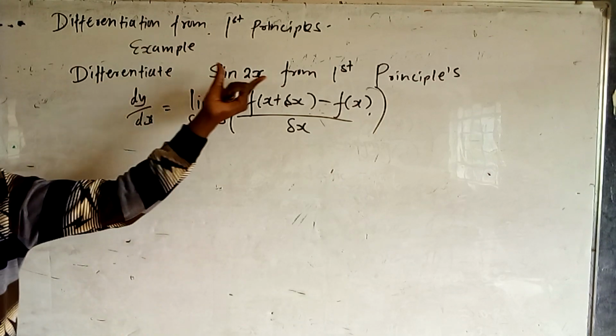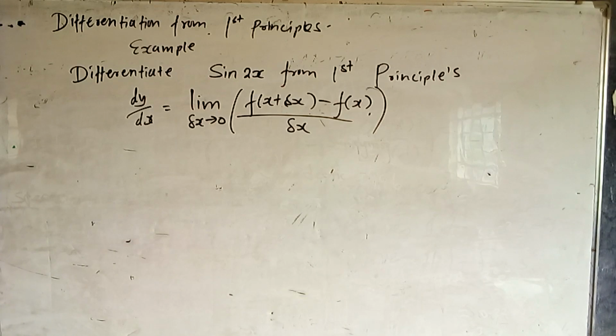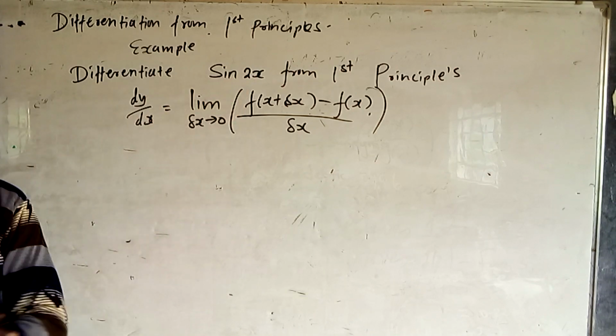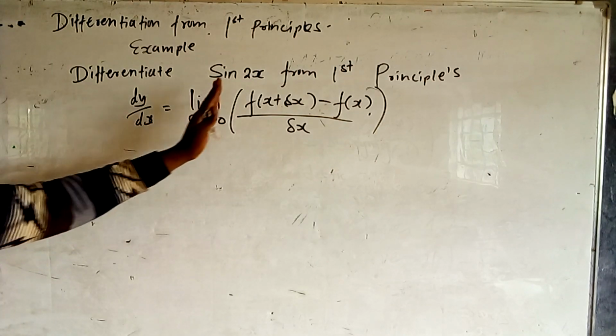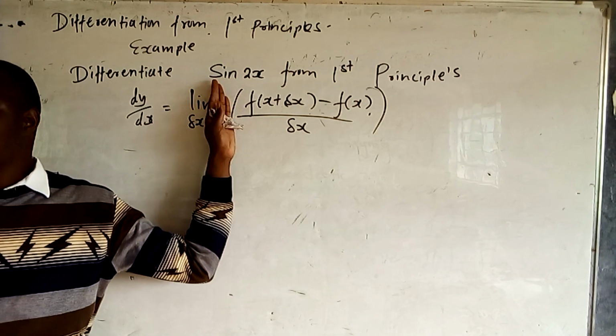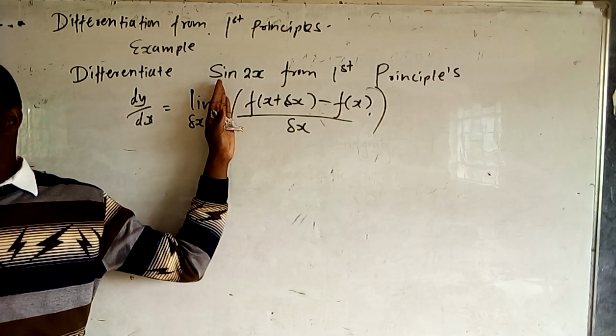So when you are told to differentiate, it means they want you to determine the derivative of that given function, sine 2x. Are we together? So the first thing you know, what is inside here before you apply the limits, is the gradient, isn't it? So how do you determine the gradient?